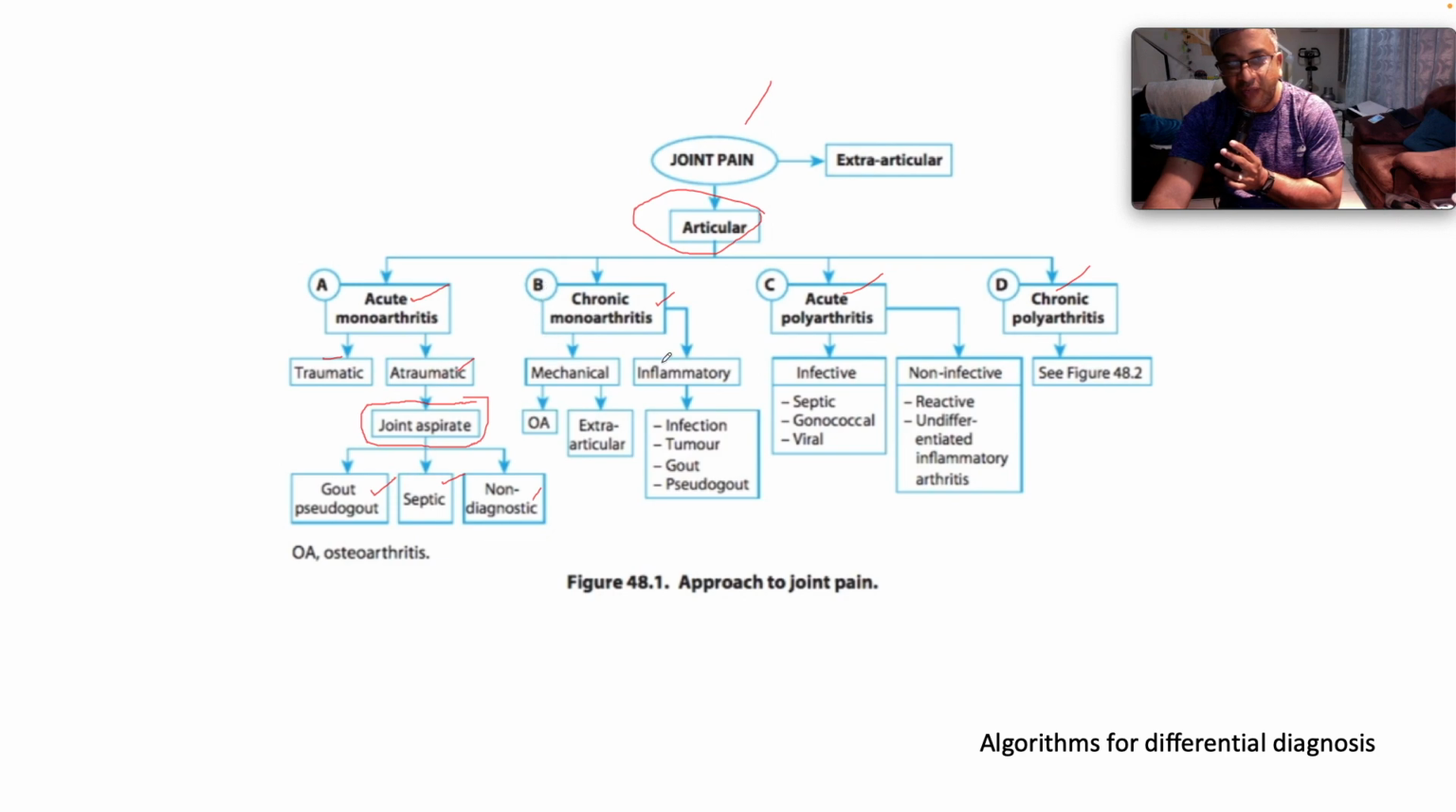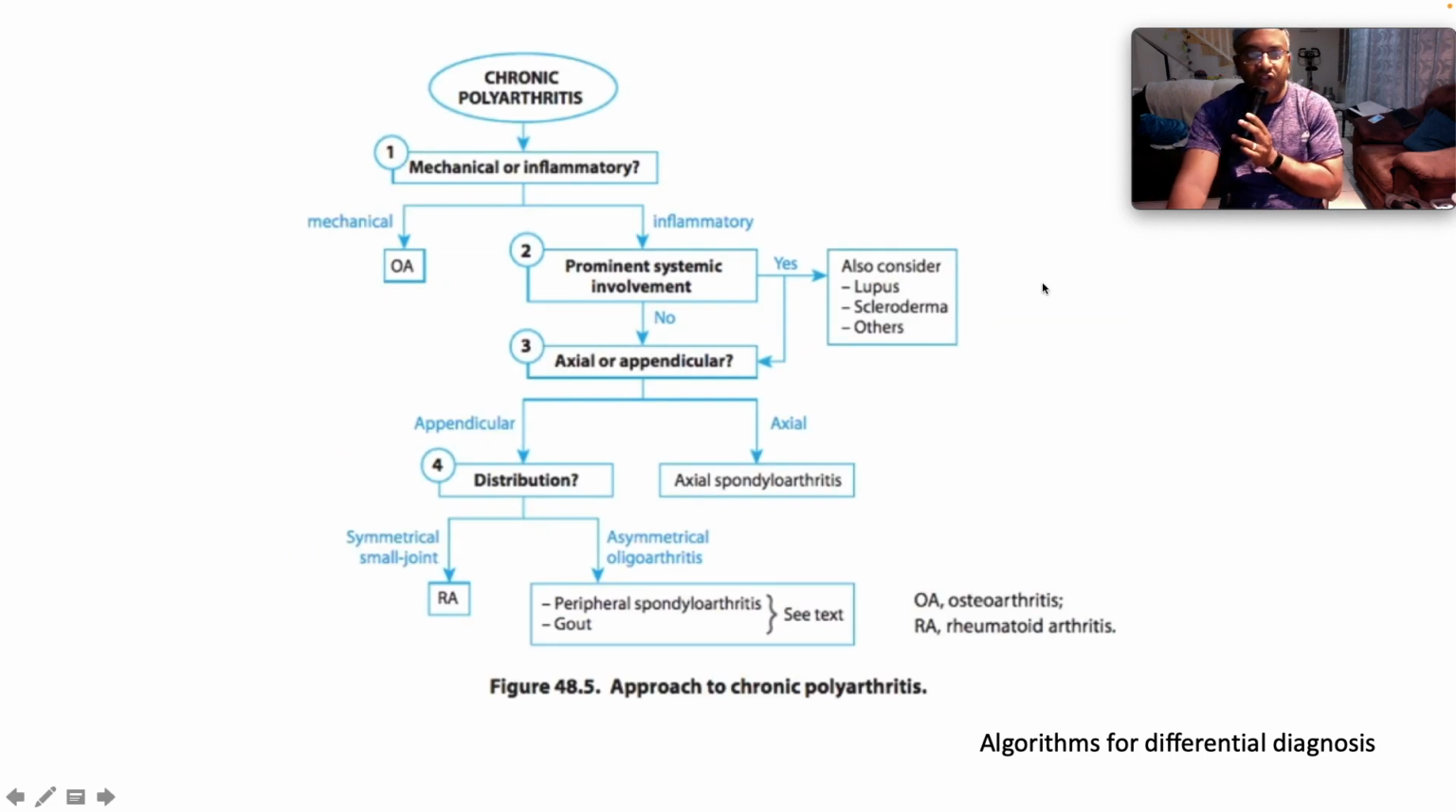In the setting of chronic monoarthritis, it can be mechanical or inflammatory. Mechanical, the poster child is osteoarthritis, or it can be involved with some extra-articular structure, like a bursitis or a tendinitis. Inflammatory causes include infection, tumor, gout, and pseudogout. But polyarthritis can be acute or chronic. Acute, we talk about infective causes like septic, gonococcal, and viral. Non-infective is reactive, undifferentiated, right?